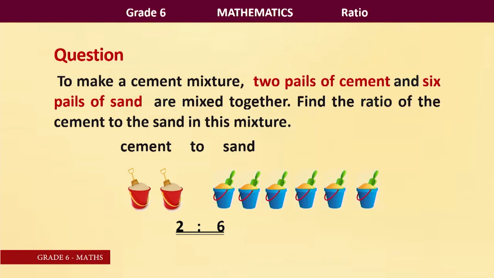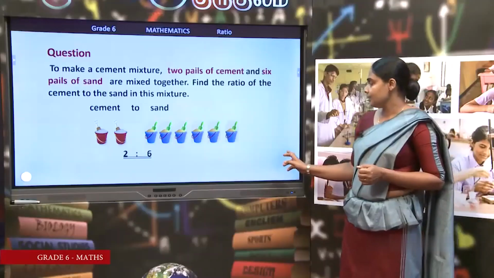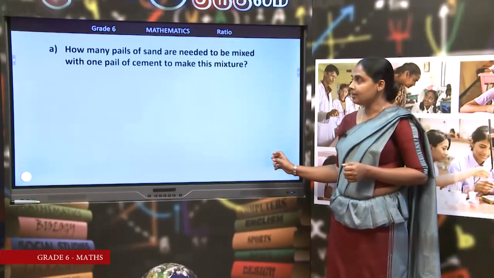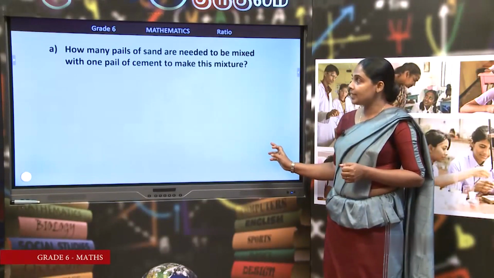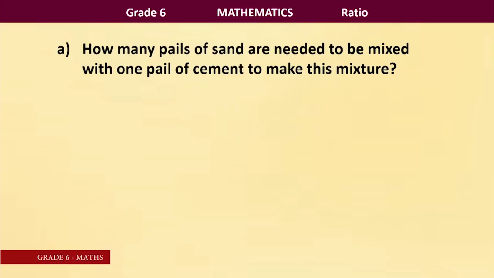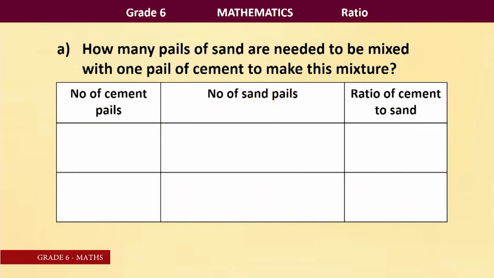Then we are going to continue the same question. I am adding the next part. How many pails of sand are needed to be mixed with 1 pail of cement to make this mixture? Now what happened? There is only 1 pail of cement. Then you should find out the number of sand pails to be added to make this mixture.